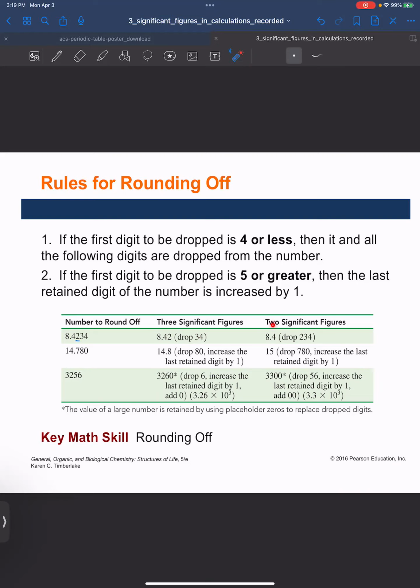If we had to round to 2 significant figures, then the number next to the 4 is 2, which is less than 4. So you keep 4 the same, keep it as is, and then you drop the rest of the numbers.